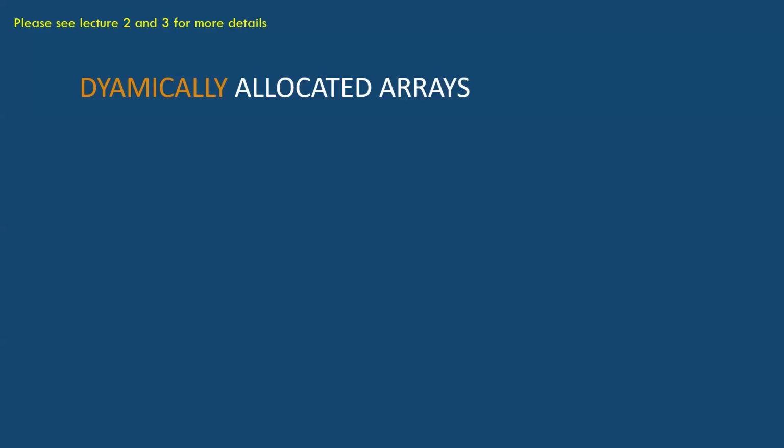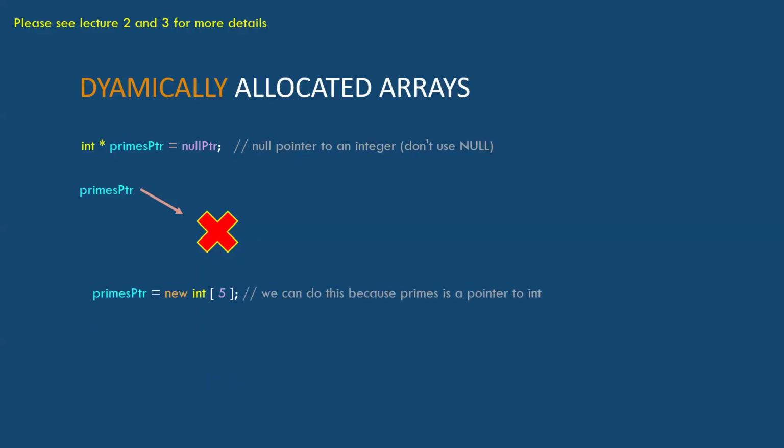Now, in contrast to automatically allocated arrays, we can dynamically create an array on the fly using the new keyword. Again, I put that in orange as a little clue. We're saying I want an array of 5 integers. It's a little bit of a strange way of saying that, but we're getting an array of 5 integers, and indeed, primes PTR is an address of an integer. So new will always give us an address.